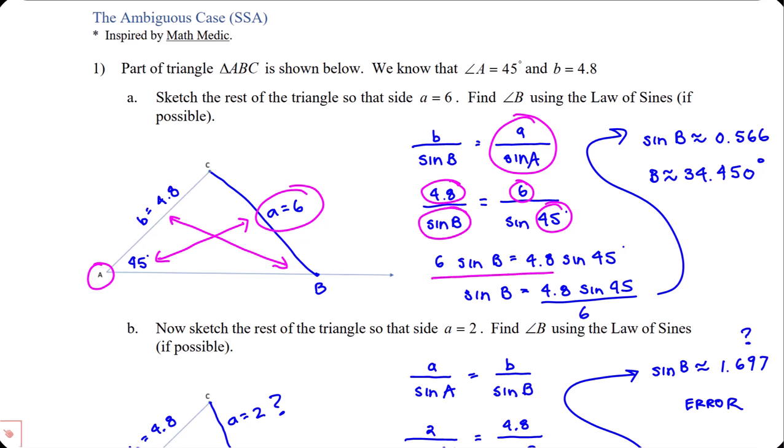So we cross multiply, solve for sine B, remembering that we have the value for sine. To get the angle, we do inverse sine. Let me do that on the calculator just for practice.